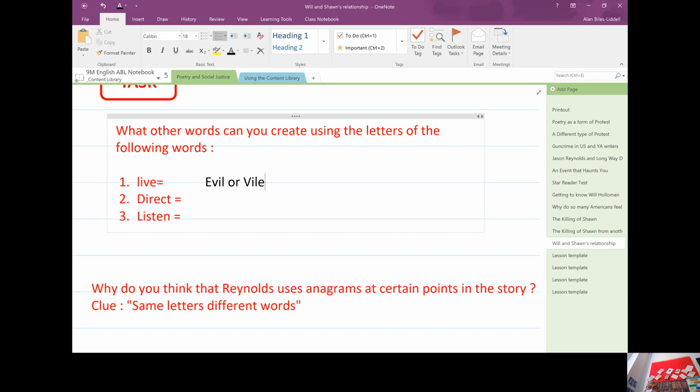Evil and vile are very nice connections to each other. Or again, live could be lied, depending on the inflection. Good. Moving on to number two. So we have direct. Yes, very good. We have credit.